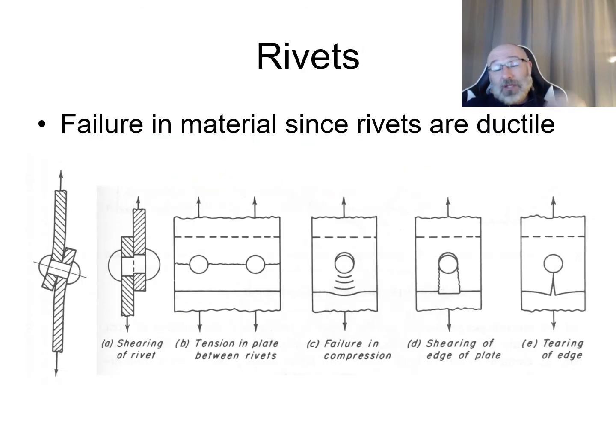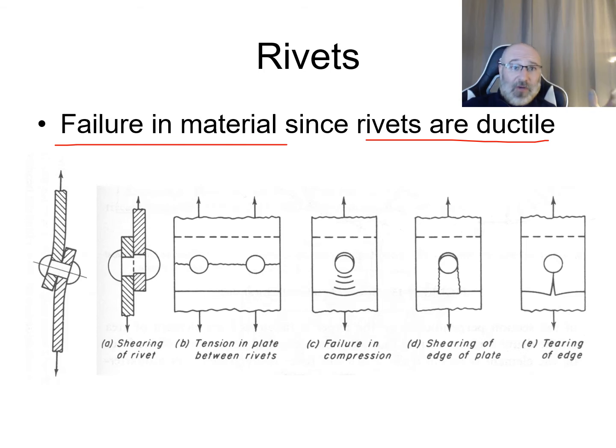So due to the fact, as we discussed at the beginning of this module, that our rivets are made of a ductile material, a lot of times as the rivets deform and fail, this can cause a failure in the material from that. So we can see we have a couple different examples down here. You could have an example A, we have shearing of the rivet right there. So as we're pulling on this material here and this material right here, you can see the rivet could shear in between those. You could have tension in the plate between the rivets. So in between these guys right here, you can see the tension in our plate.